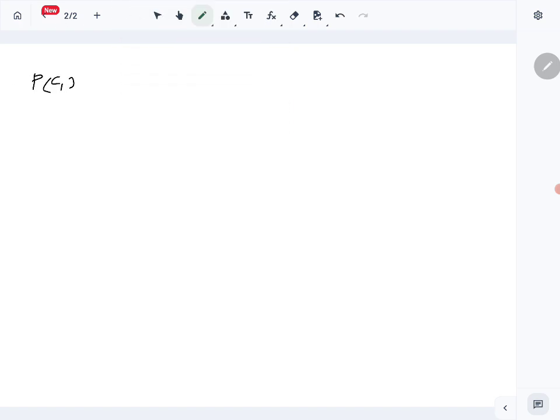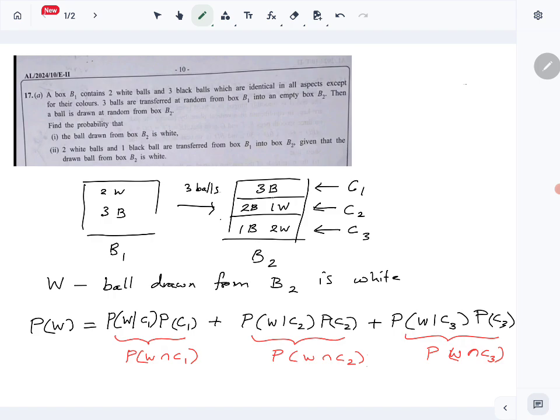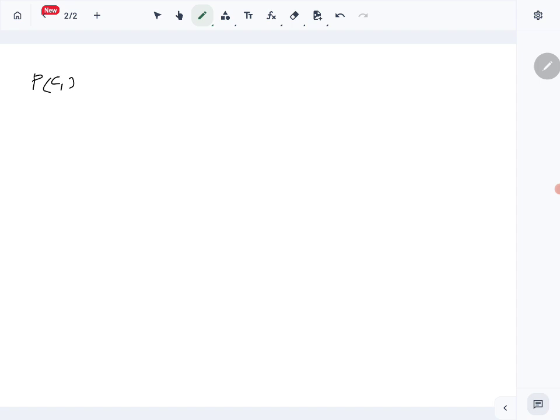Case 1. So case 1 is we transferred three black balls, right? So how many ways can we pick three balls from 5? That is 5C3. And how many ways for three black balls? 3C3. So that is going to be 1 over 5C3. 5C3 is 10. So 1 over 10. So that is the probability of choosing case 1.